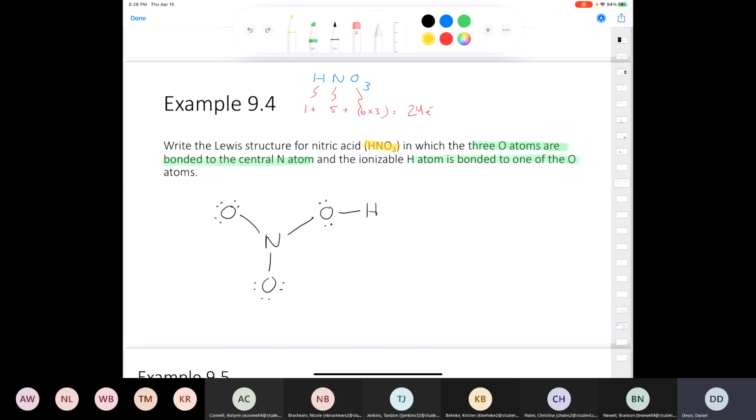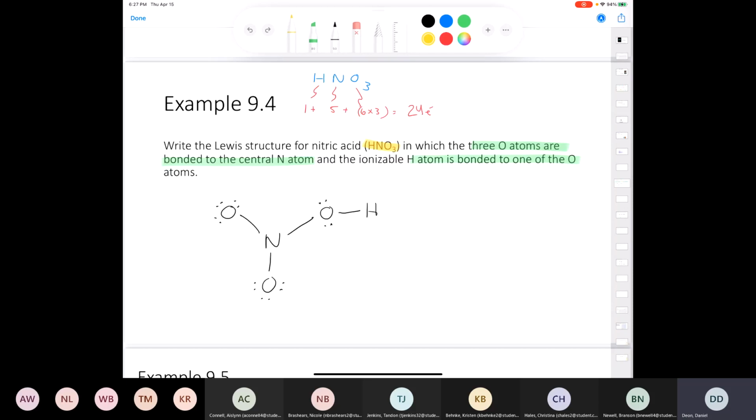Can anybody tell me where the problem with my Lewis structure is? And there is a small problem here. Actually, not that small of a problem, but there's definitely a problem here. Can anybody tell me what the issue is with what I've got done here? Why I couldn't give this a 10 out of 10? No? What about the nitrogen? Does the nitrogen have an octet? Hey, is the nitrogen surrounded by an octet? Yes, there we go. Thanks.